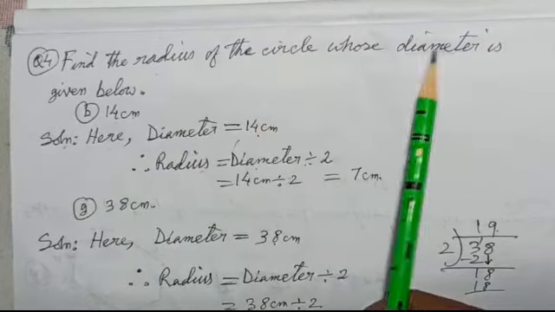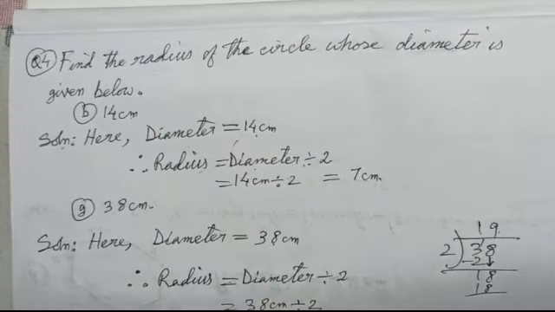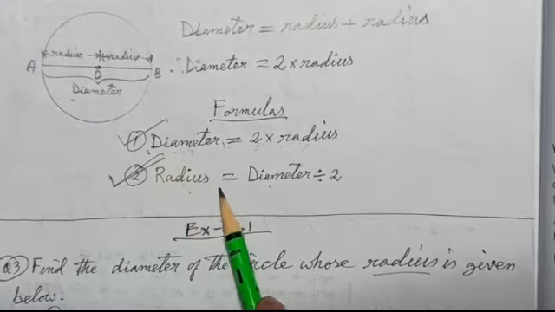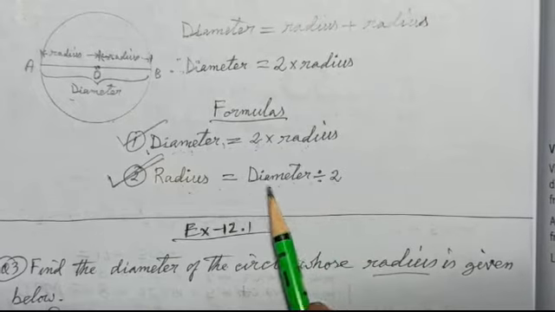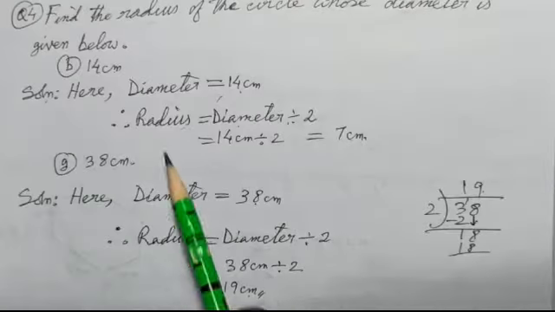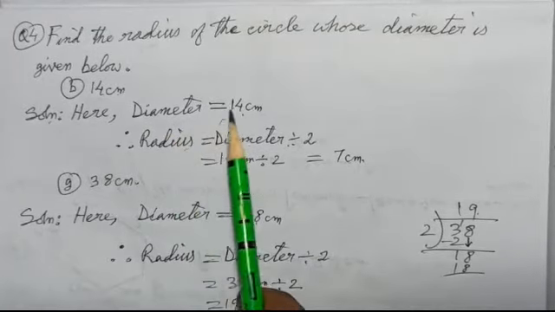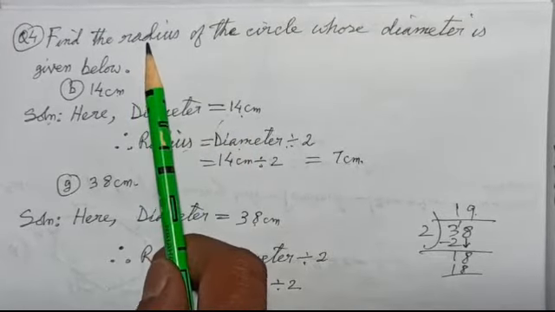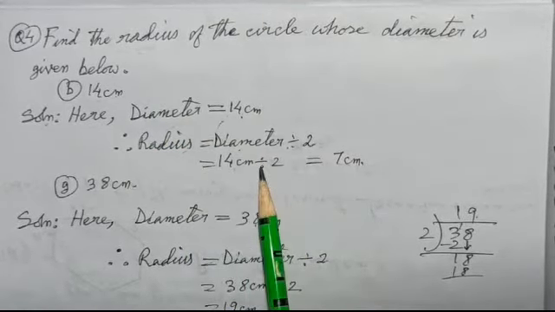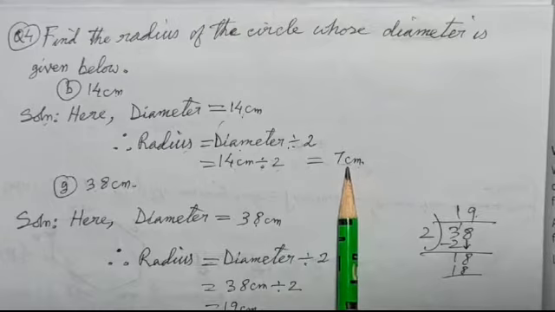To find the radius, the formula is: radius is equal to diameter divided by 2. Diameter is equal to 14 centimeter, therefore radius is diameter divided by 2. 14 divided by 2 is 7, so the radius is 7 centimeter.